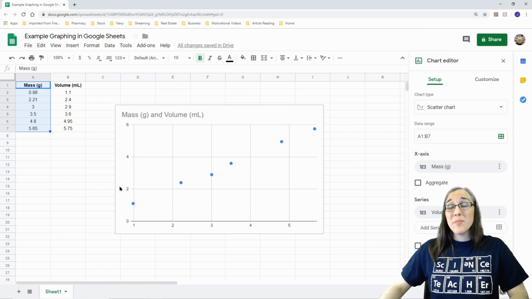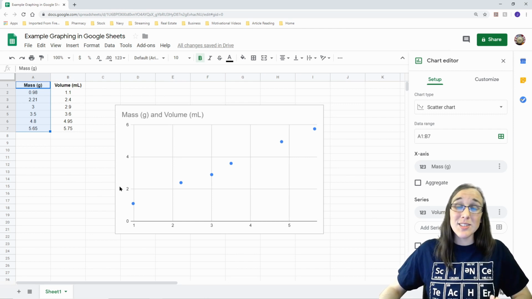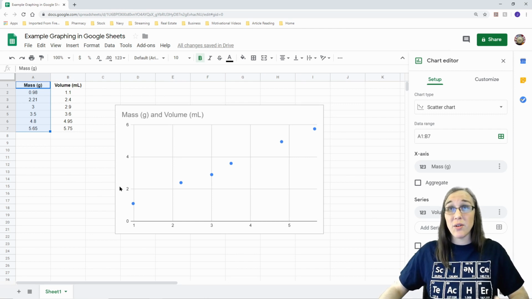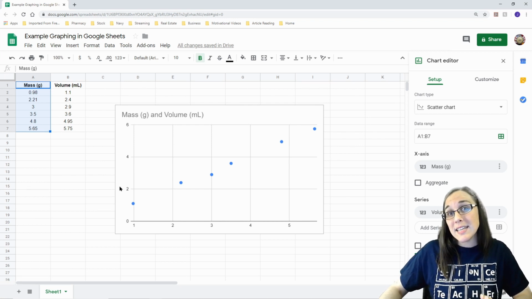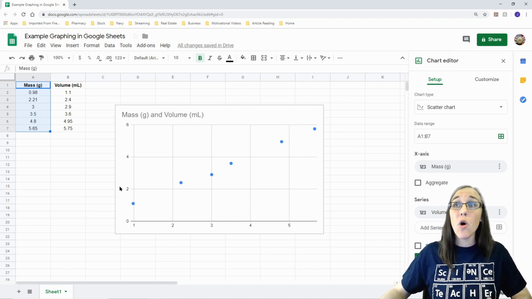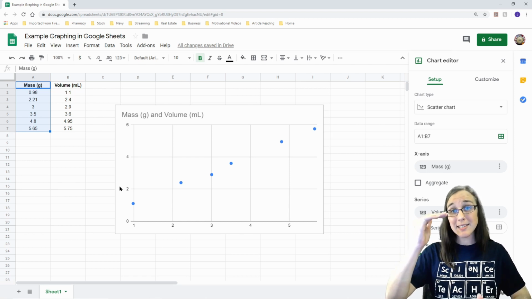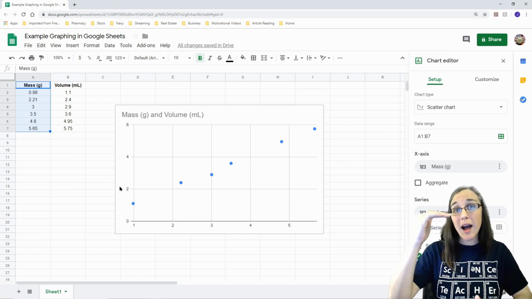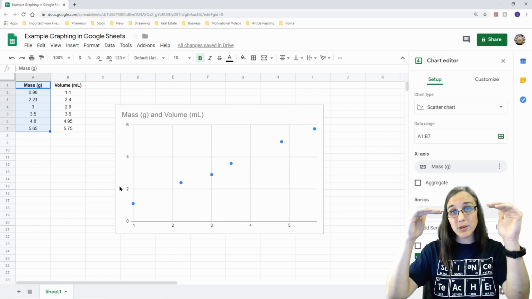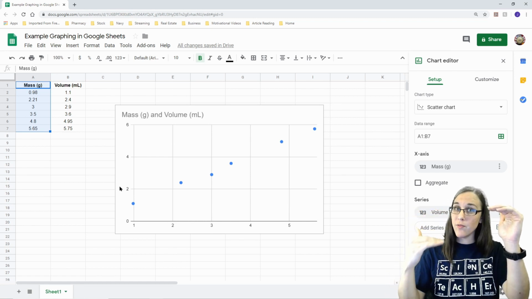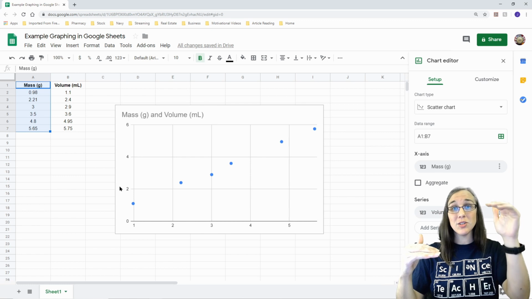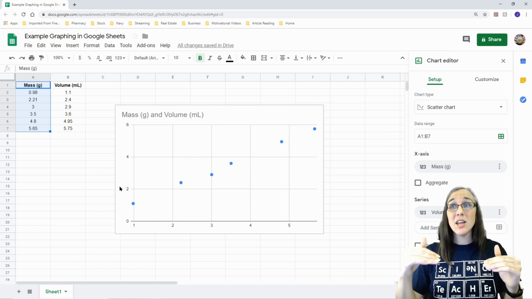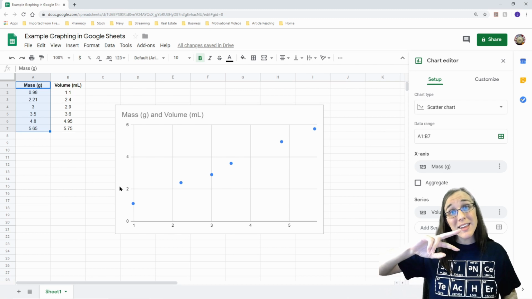Now I need to make sure that they're actually on the correct axis. So let's think about this before we go any farther. I told you that density is mass over volume, mass divided by volume. And the slope is y over x. Mass would be equivalent to y for slope. Mass over volume, volume would be equivalent to y over x. So actually, these should be switched.